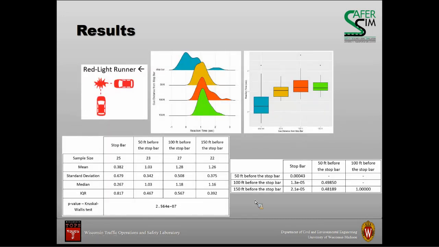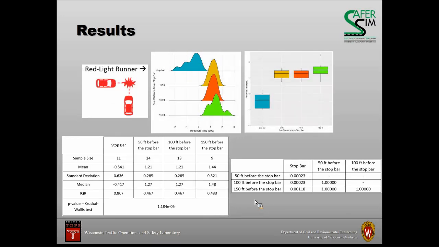Similarly, for each direction of travel of the red light runner, we conducted a similar statistical test, and we had similar results. After conducting the pairwise comparisons, we saw that there exists a statistically significant difference between the activation at the stop bar and the other 3 locations.